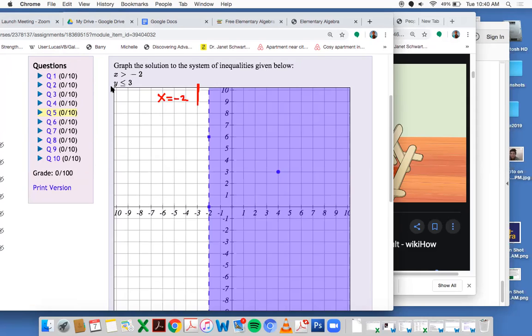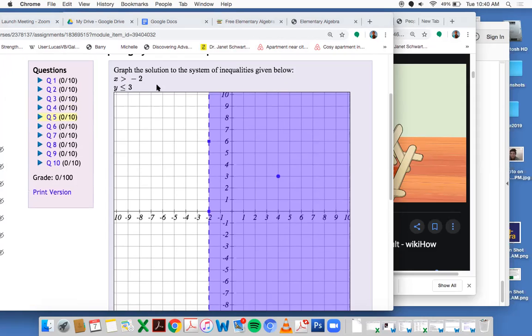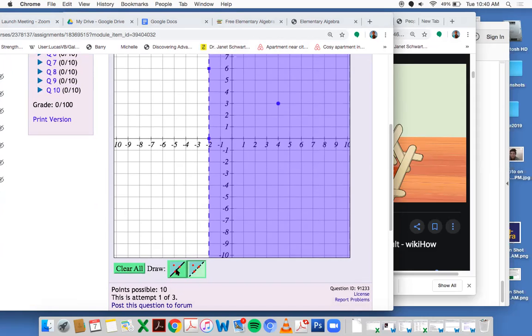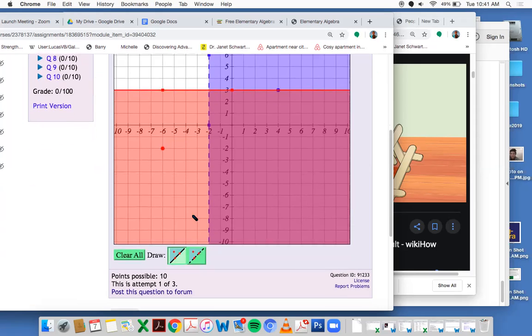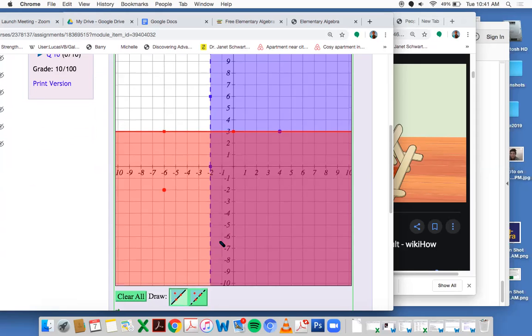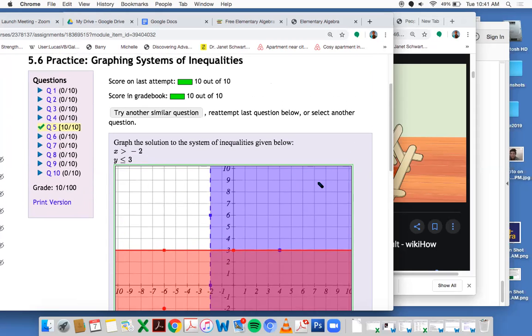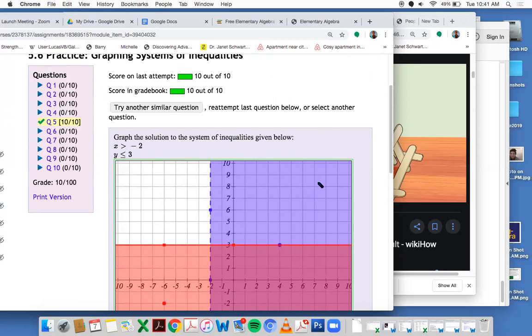All right, now y is less than 3. This is going to be a horizontal line. Y is 3. It's going to be solid because of the equal sign. So I'm going to put a dot at y equals 3, and then I want to make it horizontal, so just pick another point along the horizontal line. And now I need to pick the shading. So y is less than the line, so I've got to do below. Okay, so that's what the graph looks like here. Then we're going to submit. All right, so that's those questions here.